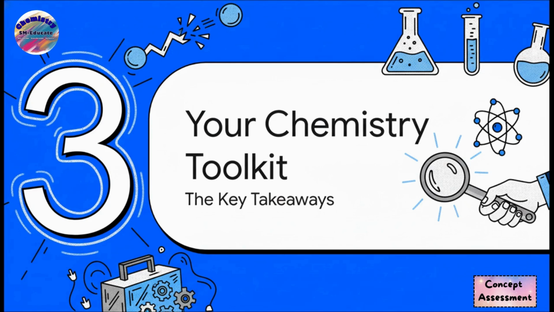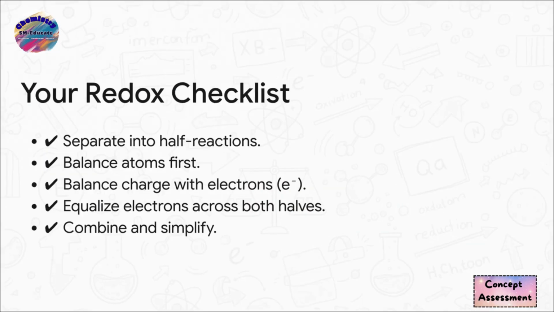So let's boil all that down into a simple toolkit you can use for pretty much any redox problem that gets thrown your way. Here it is, your 5-step checklist for redox success. First, you separate into halves. Second, you balance the main atoms. Third, you balance the charge using those little electrons. Fourth, you make sure the electrons are equal in both halves, multiplying if you have to. And finally, you combine and simplify. This is your repeatable roadmap, your secret weapon to get the right answer every single time.